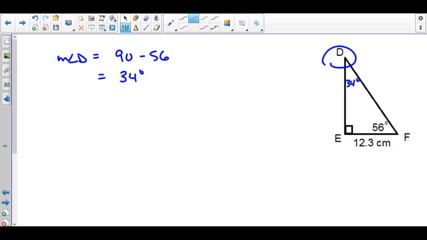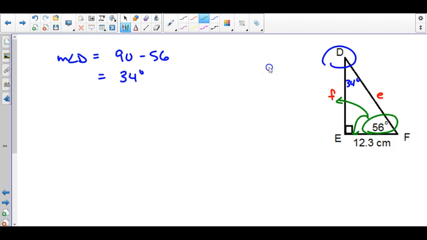So what I'm going to do now is figure out what the measure of both of these sides are. I'll refer to this as F, and I will refer to this as my lowercase e. What I want to do is use my 12.3 and my 56 and figure out what these measurements are. So from 56, I'll solve for F first. F is my opposite side, and 12.3 is my adjacent side. 12.3 is not my hypotenuse, it's not across from the right angle. However, it is next to my 56 degrees, and that's what adjacent means.